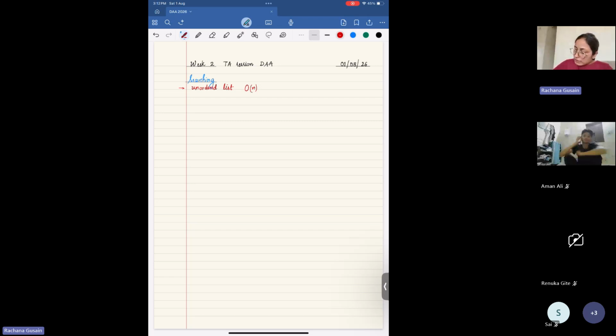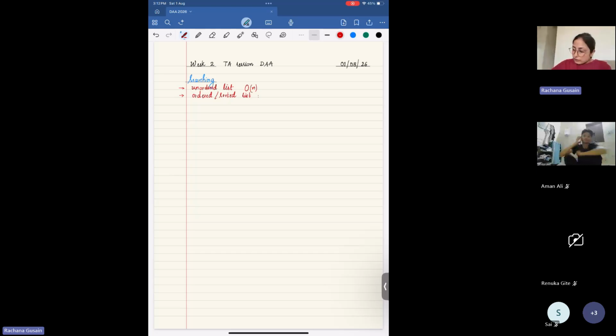Then if my list is sorted or ordered, can we do better? Yes, it is log n. And why is it so? Because every time half of the partition of the list is going to be ignored. So we go for the left half or the right half based on the key element you are searching for.